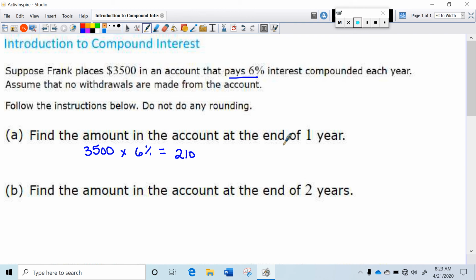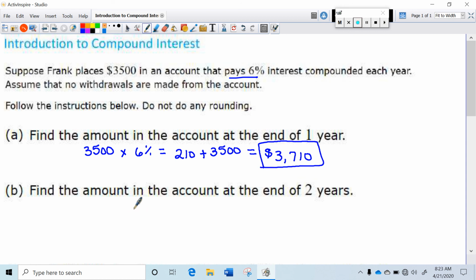But obviously, if he didn't make any withdrawals, that's not the amount in the account at the end of the year, because he put in 3,500. So this 210 represents the extra money that the bank's paying him to have the account there. So you've got to add back what he had put in originally. So at the end of the first year, he actually has $3,710. That's the answer to part A.